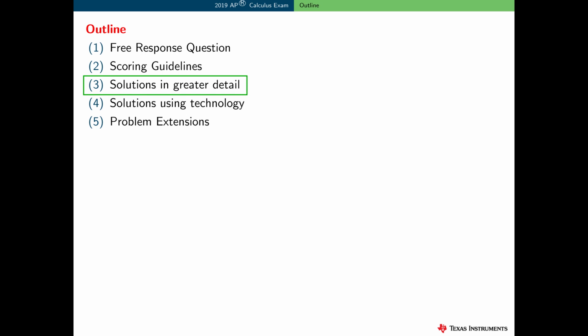the scoring guidelines. And even though this was not a calculator active question, I'll show you how to use technology to solve parts of this problem and to visualize results. And because the free response questions are usually very comprehensive, I will suggest some problem extensions. These are additional AP Calculus type questions that involve some of the concepts associated with this question.